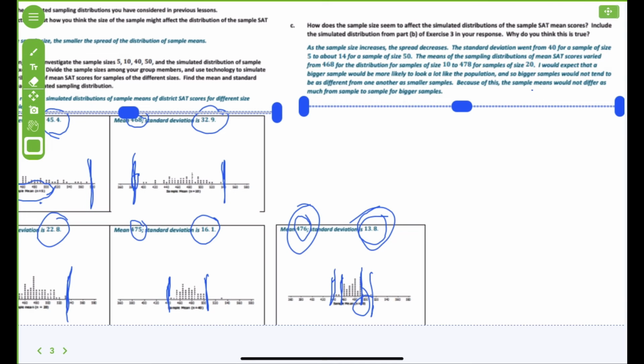So even if we went all the way up to 100, it's not going to be far off from 476. Just like a sample size of 10 here is only 468. It's not going to be that much different.